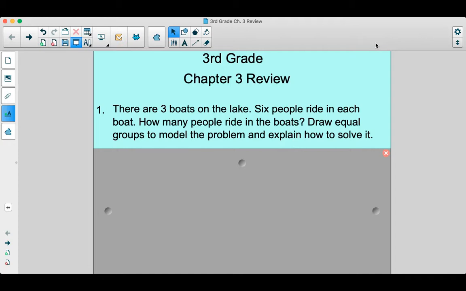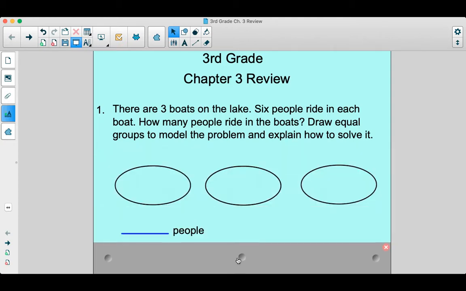So the most important thing is that you have the picture in your mind and you know what each of the things represents. So I think I'm going to draw 3 equal groups, and those are going to represent my boats. So these down here will be my 3 boats. See, 1, 2, 3, and I have 3 boats on the lake. And then how many people ride in each boat? And the answer to that is 6, right? So we have to show 6 people in each boat. So I have 6 people in each boat there.